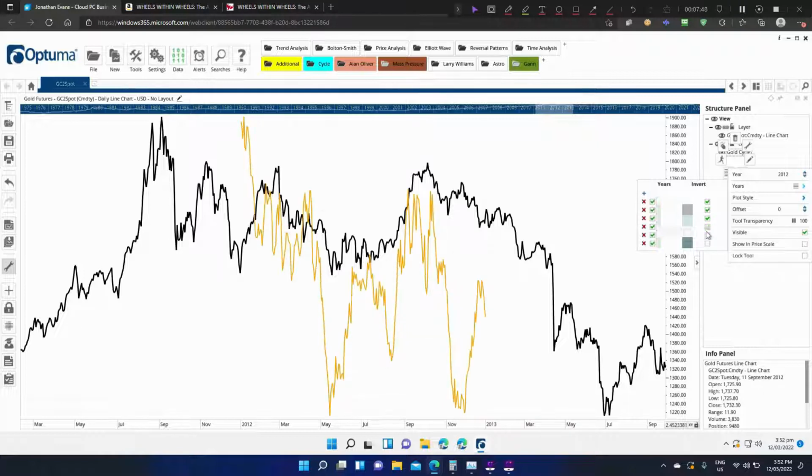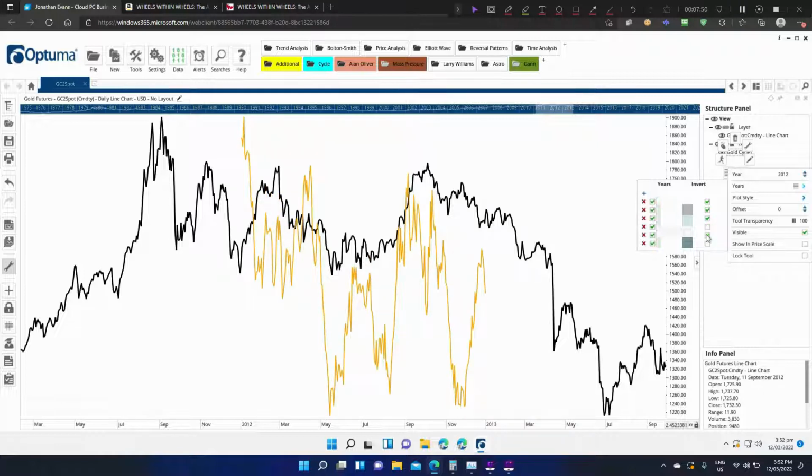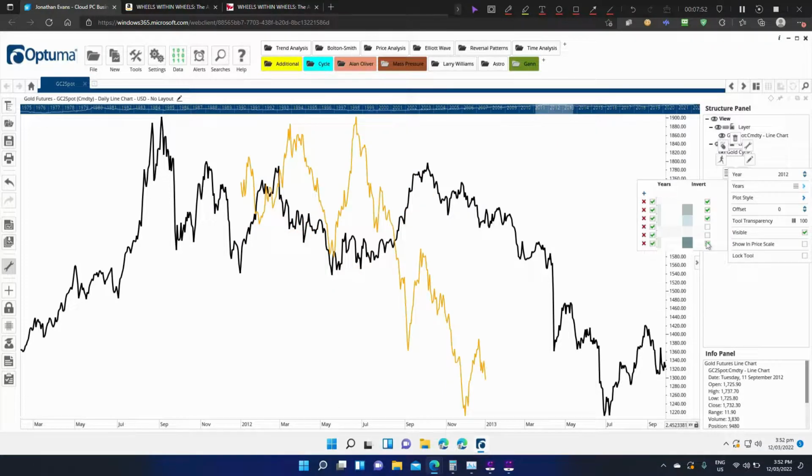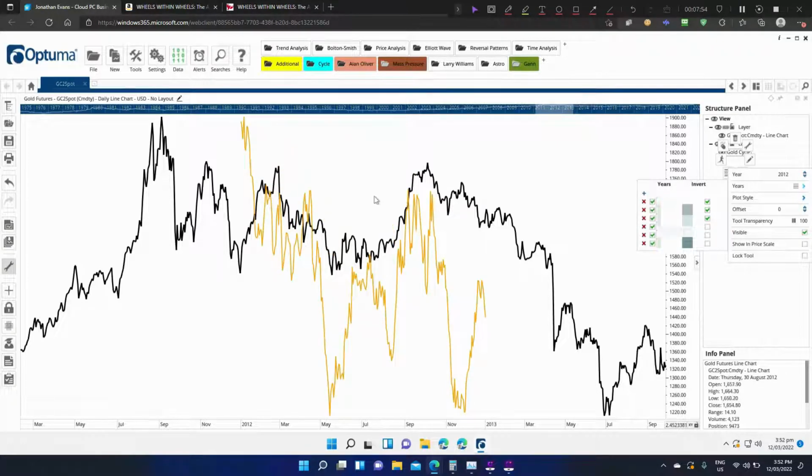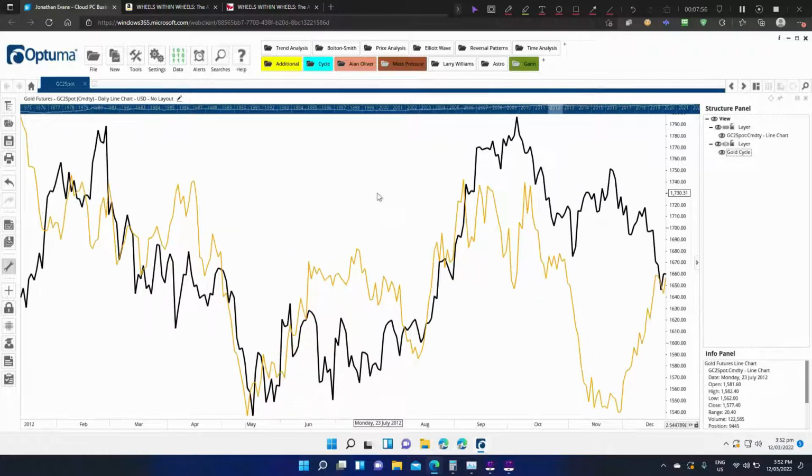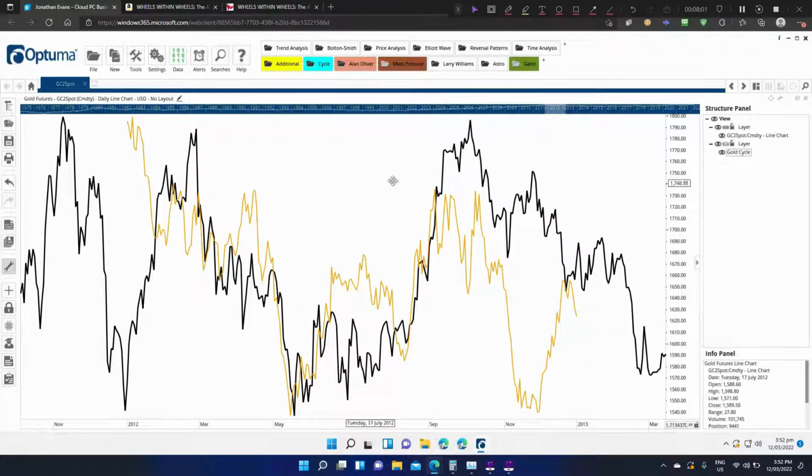The curve here is a bit steep still. I want that end of year sell-off if possible, not too steep. This is probably a best fit scenario, so let's zoom in. That's probably a best fit scenario at the moment for this cycle.